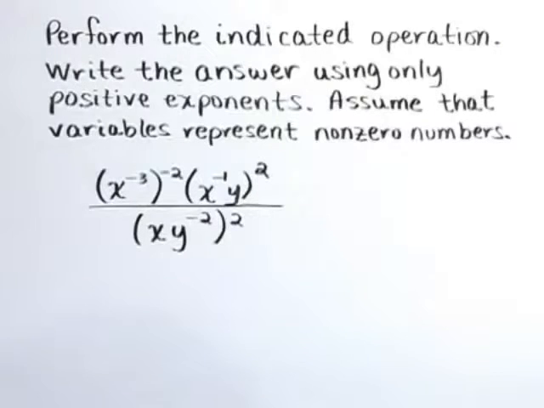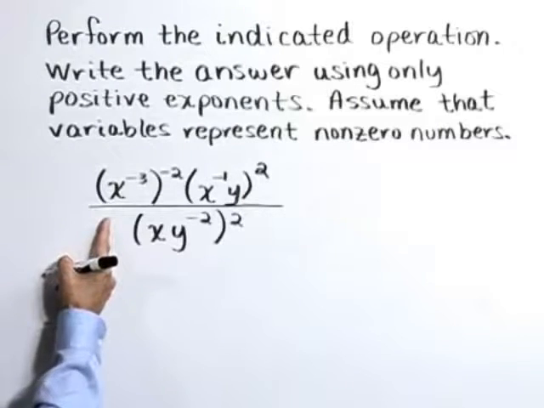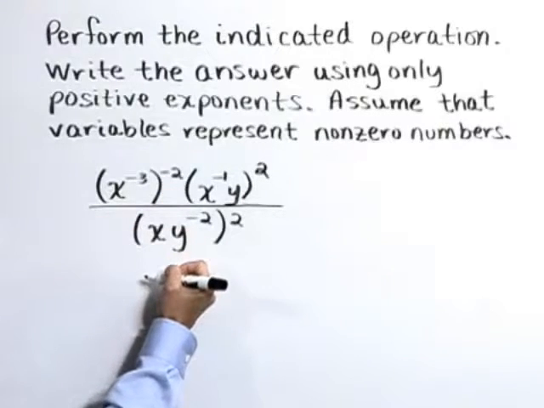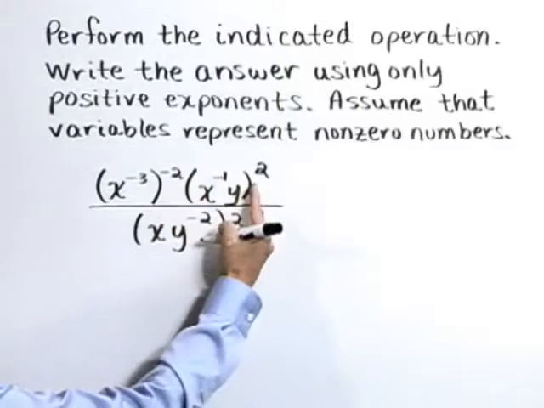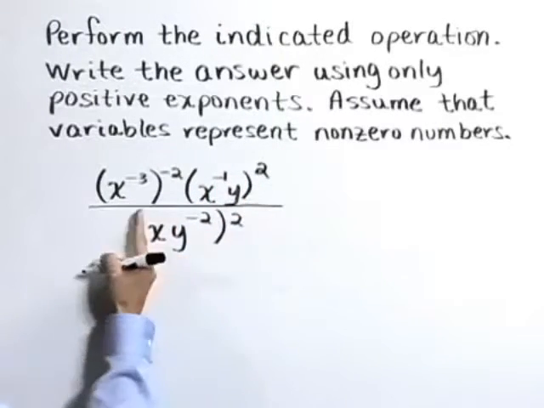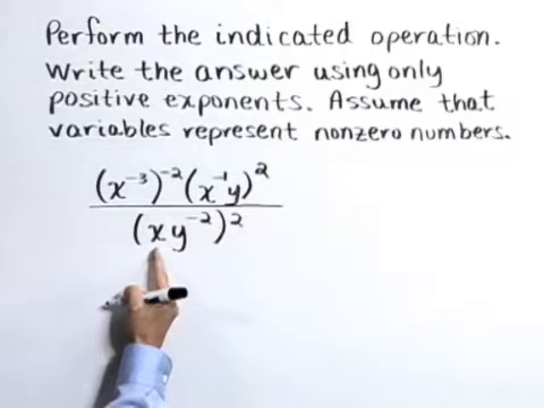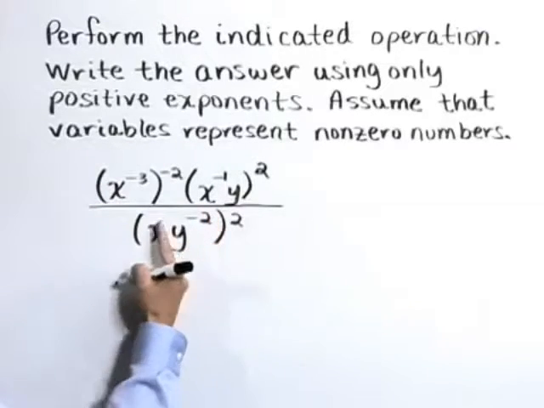Perform the indicated operation. Write the answer using only positive exponents. Assume that variables represent non-zero numbers. Here we have x to the negative 3 raised to the negative 2 power times x to the negative 1 times y, quantity to the second power, all divided by the quantity x times y to the negative 2 raised to the second power.